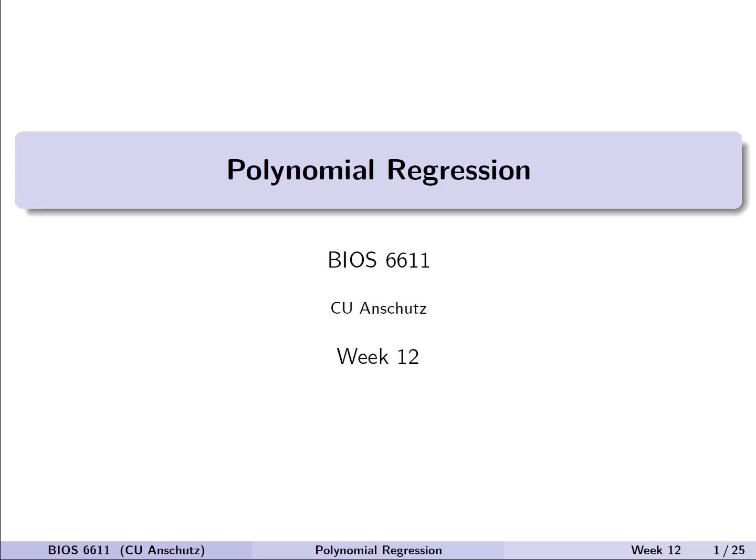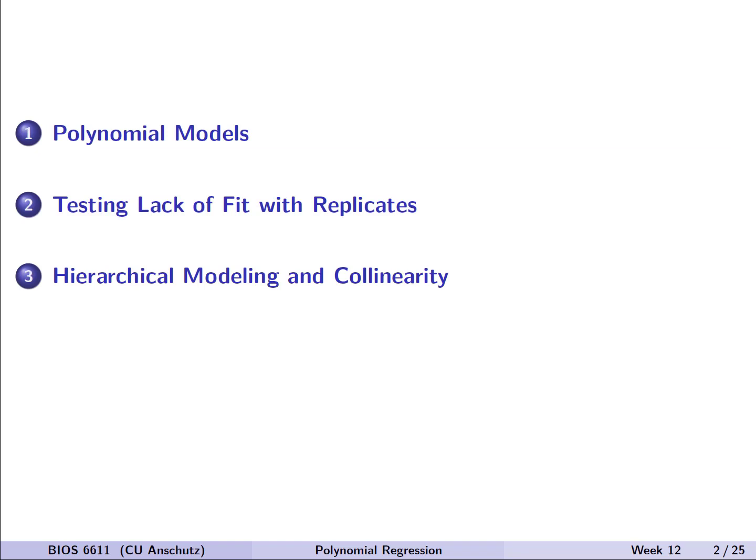Greetings, Bio 6611. In this lecture, we're going to discuss the idea of polynomial regression, extending our linear regression model to account for higher order terms. We're going to start with the introduction of polynomial models and the general idea and motivation behind them. Then we're going to discuss how we can test for a lack of fit and identify the optimal potential number of higher order terms if we have a study design that includes replicates at the levels of interest. We'll then finalize our discussion with some points about hierarchical modeling and the potential issue of collinearity when dealing with polynomial terms.